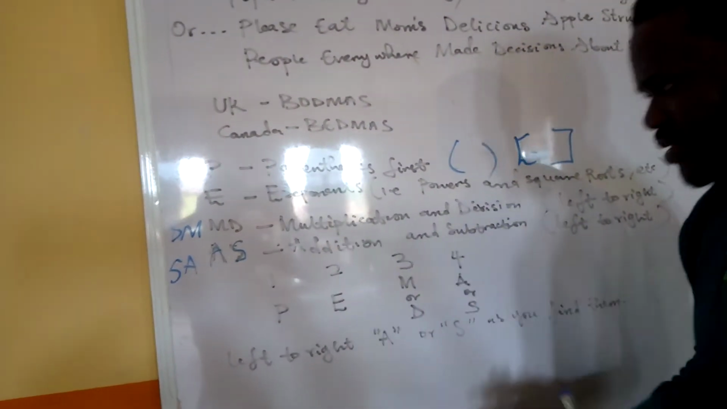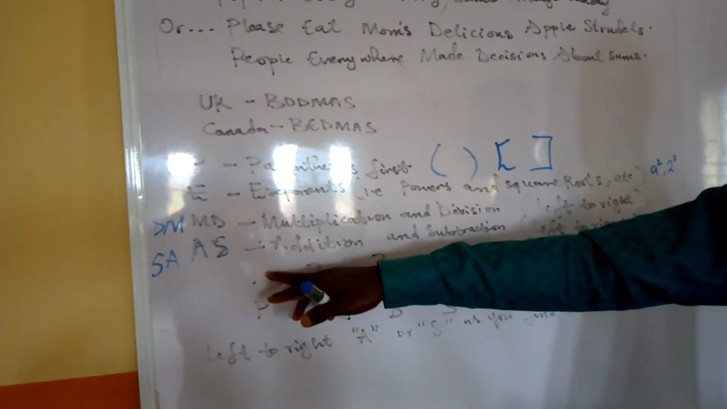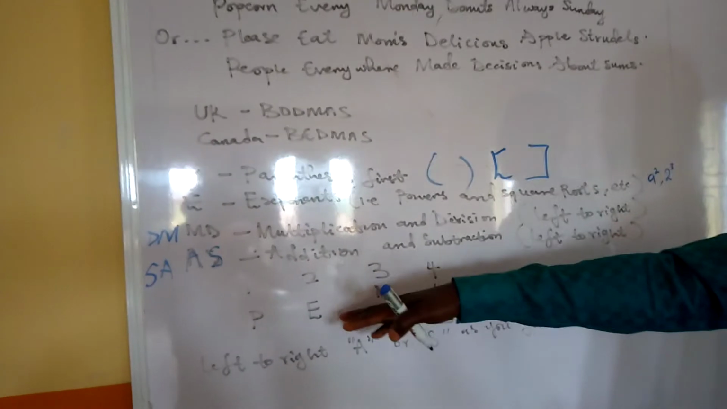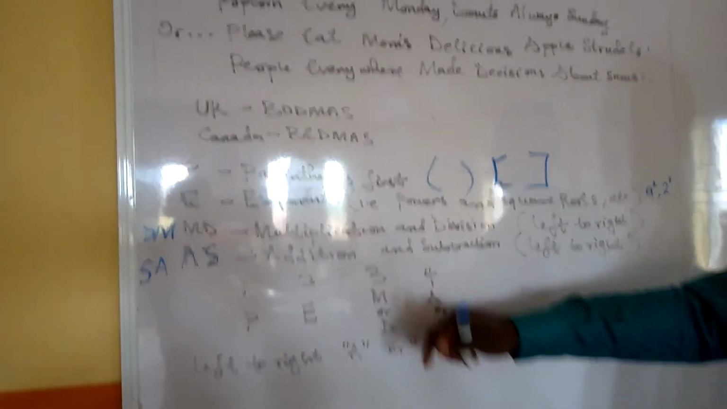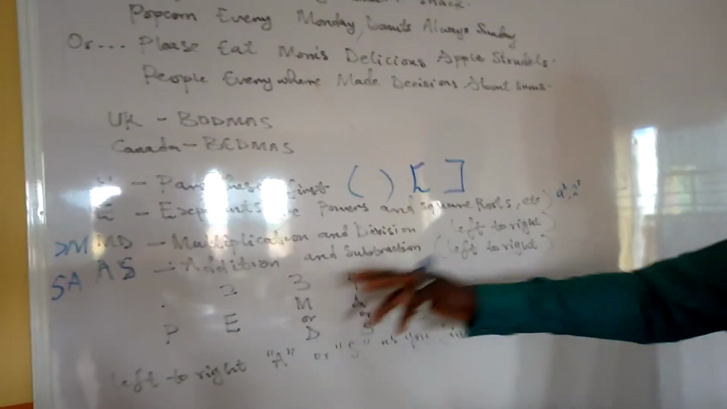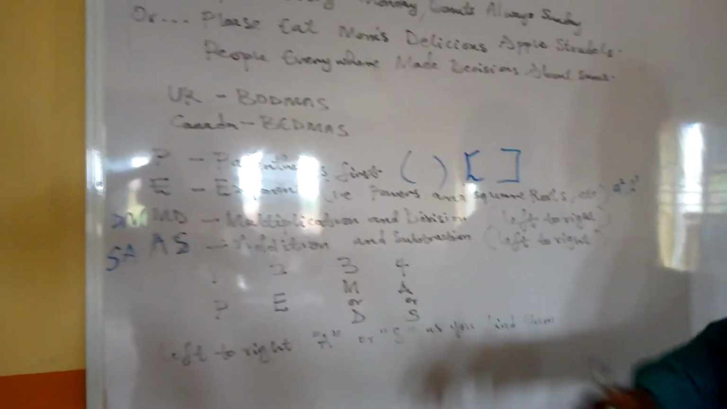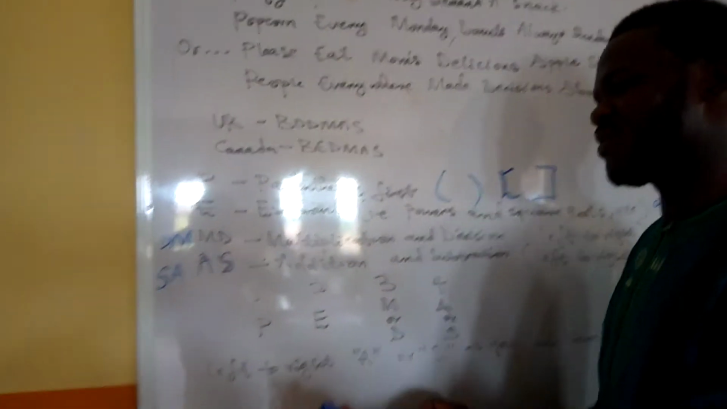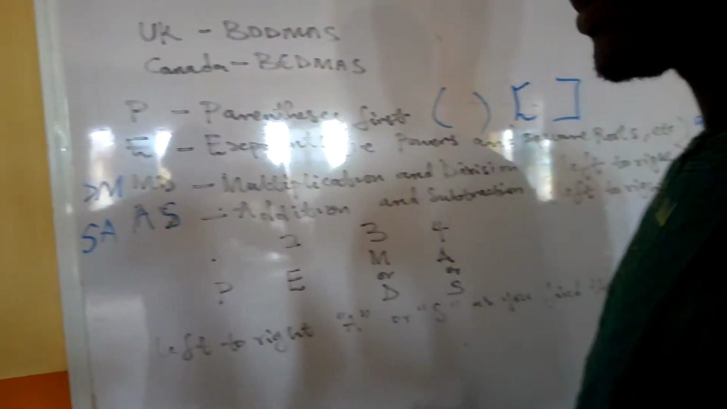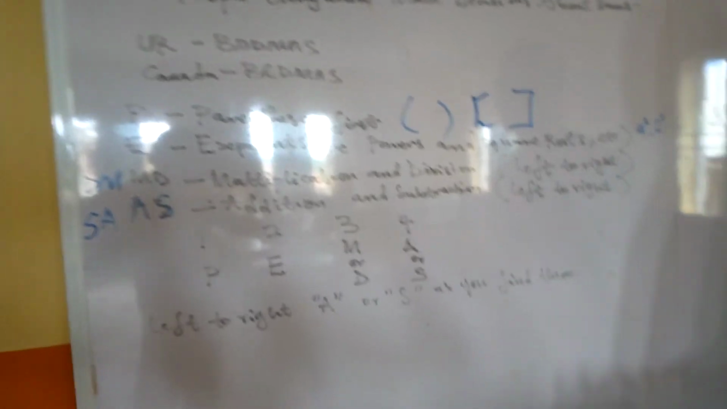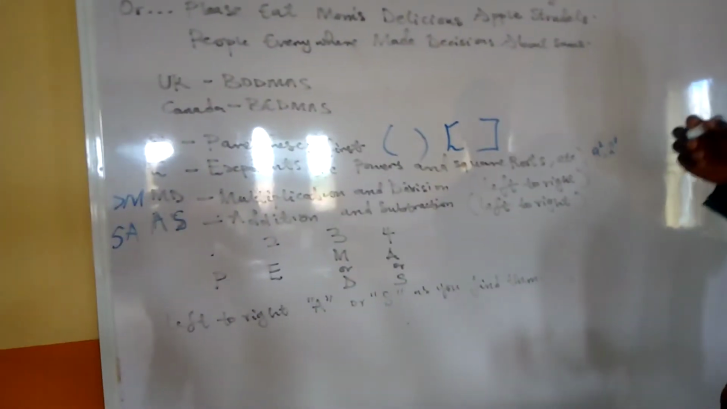So our 1 stands for P for parentheses, 2 is E for exponents, like I explained here, and 3 is multiplication and division, 4 is addition and subtraction. And you start solving from the left to the right. I think without further ado, I'm going to be writing some exercises on the board, and we're going to be communicating how we go about it.